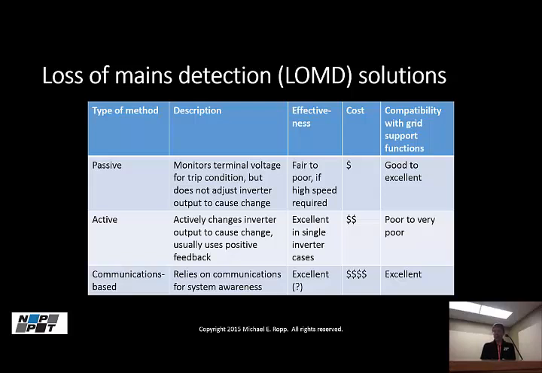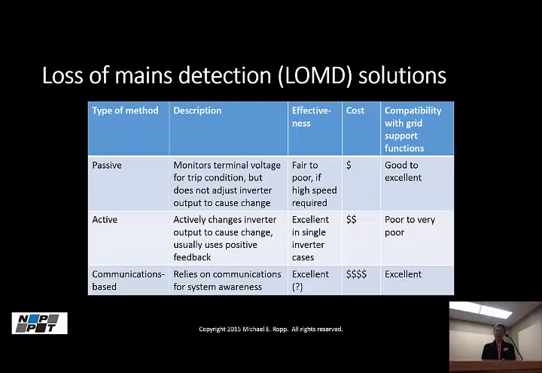The passive methods turn out to be very compatible with grid support functions because they don't really have to do anything with the output. We're just monitoring. So it doesn't really impact that. And the cost of implementing these is relatively low because, again, it's just monitoring and signal processing, which we have to do anyway to operate the inverters. The problem shows up in the middle column there of effectiveness.